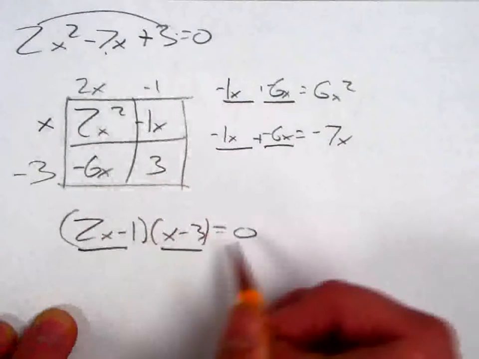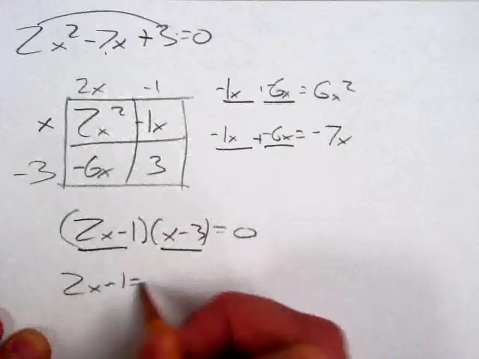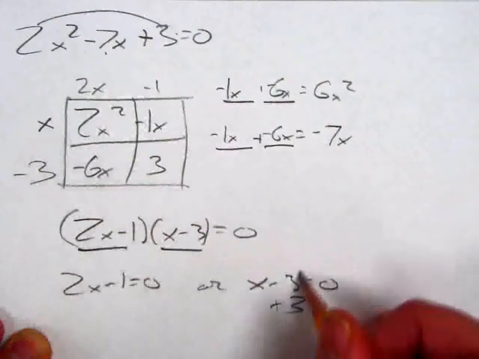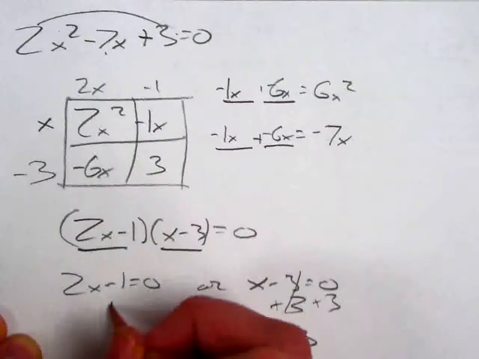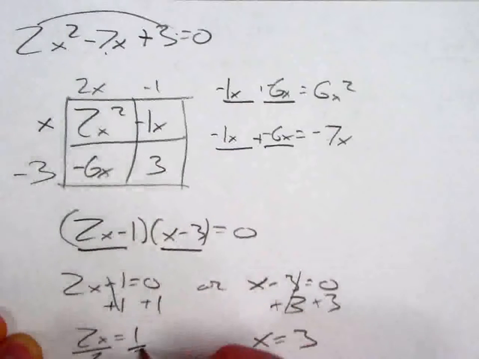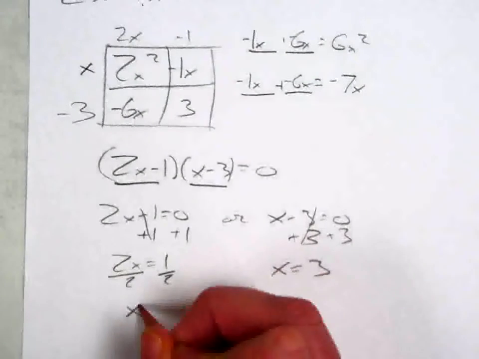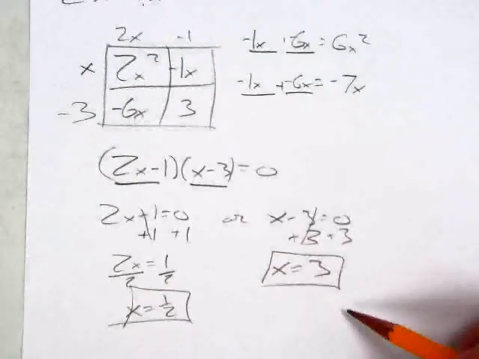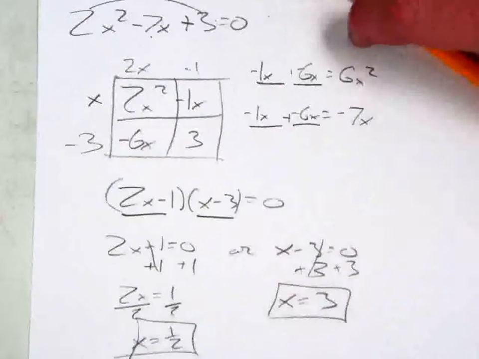So if that times that is 0, we know that either 2x minus 1 is 0 or x minus 3 is 0. So if I solve these two equations, I now have the two values of x that will satisfy that equation.